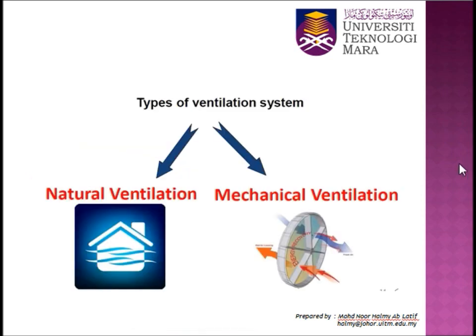So we move to types of ventilation system. There are two types of ventilation. The first is natural ventilation. Yang mana tak menggunakan mana-mana alat mekanikal ataupun melibatkan elektrik. So it totally design of the building itself. So the design allow the udara to come in and udara panas to go out.